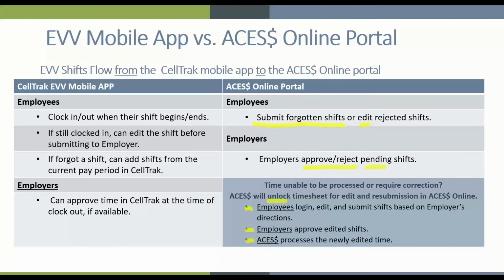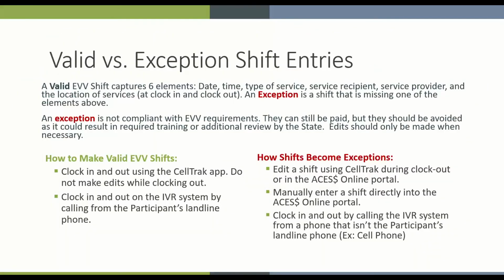And then once Access receives that time back, we will process that time again. If adjustments are needed again, we would unlock it and that process would start over. So I hope that's helpful. Then there is an exception shift.